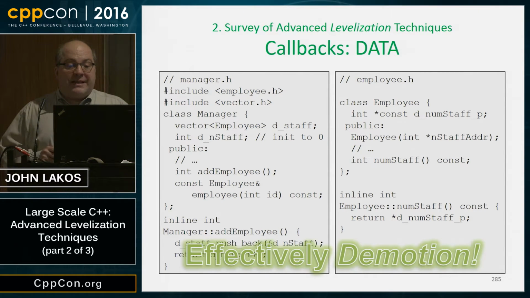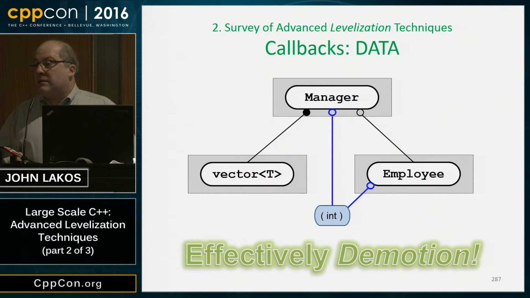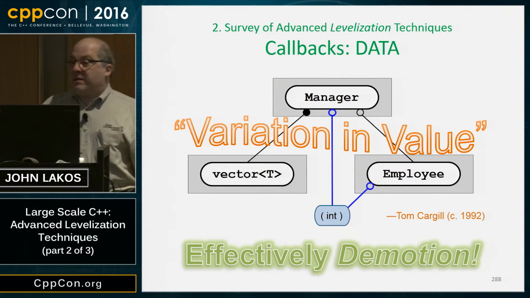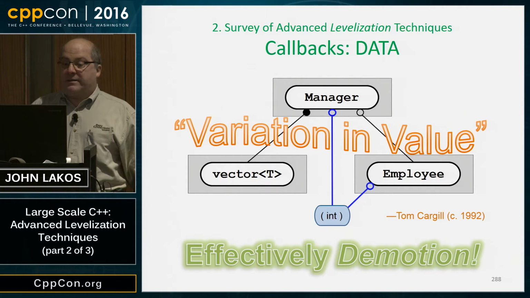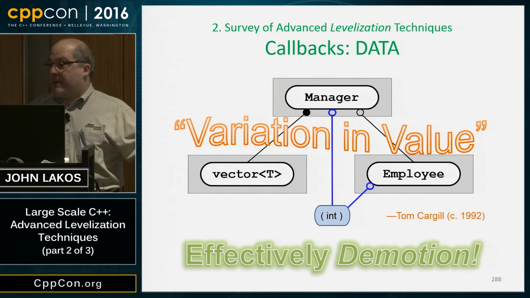Now, it's effectively demotion. What it really is kind of like is this. We've pushed the int down lower in the physical hierarchy, but it's a fundamental type, so we really haven't done anything. It's just a different incarnation of pointing back to some subpart of what we were talking about. Okay? So this is a variation in value. This is something that was pointed out by Tom Cargill. Inheritance is about variation in behavior, and data is about variation in value. And here we don't have a variation in behavior. We have a variation in value, and so we can just use a pointer back to the lower level data.